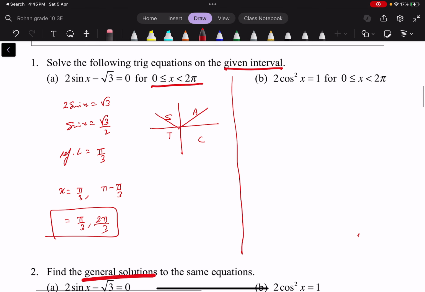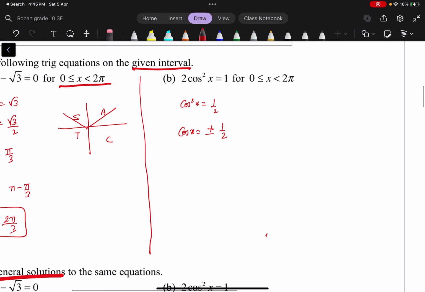Now similarly here, what will you do? So cos squared x is equal to 1/2. So cos x is equal to the square root. Square root means plus or minus half. So then what will happen? It must be an All quadrant. Yeah, correct, all. So what is my reference angle? It's 1 over 2, it's half. Pi by 6. Sorry, pi by 6.